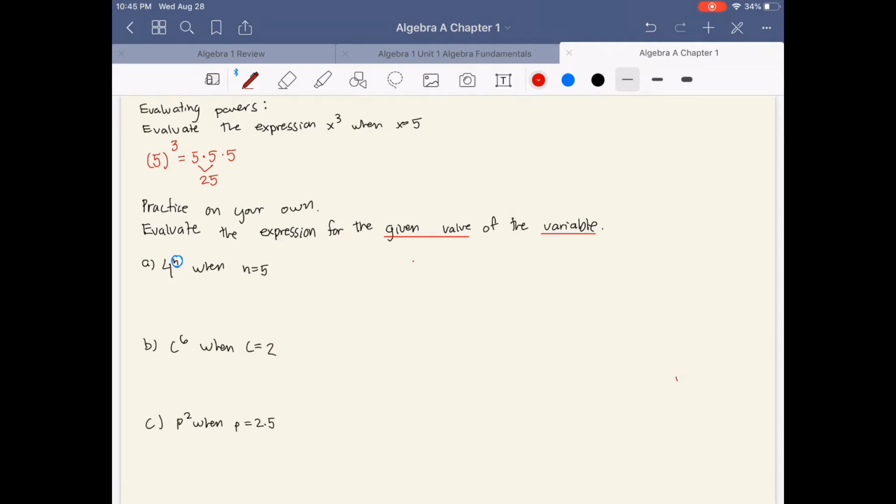Then 25 times 5 is 125. Okay, and you just have to solve it with regular multiplication. So this equates to 125.